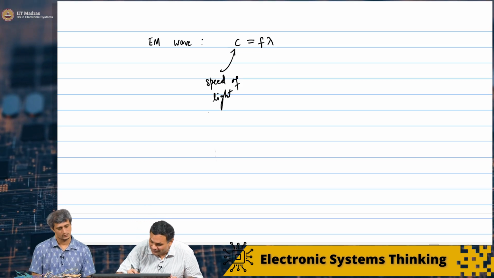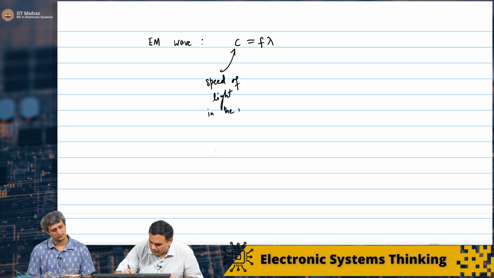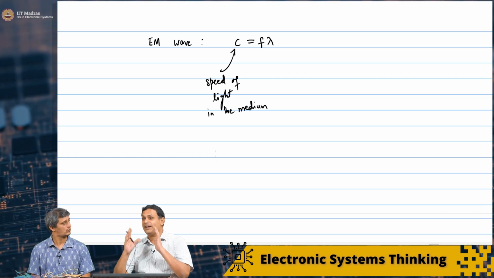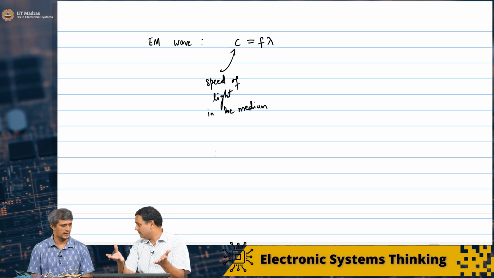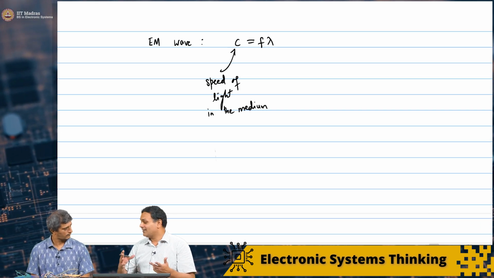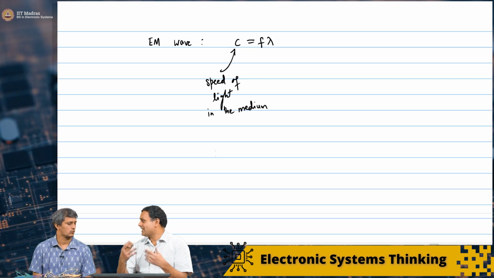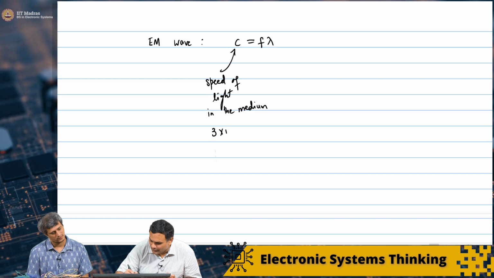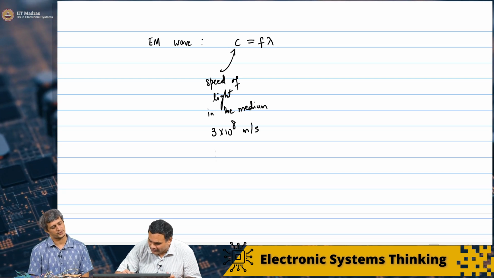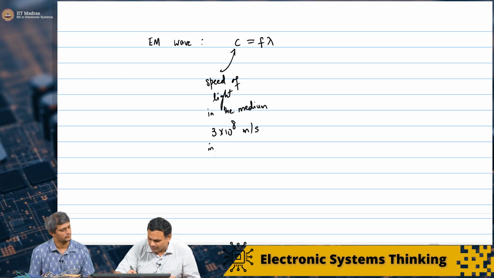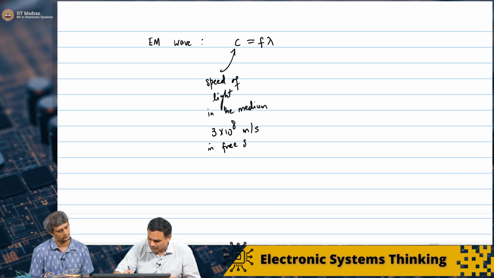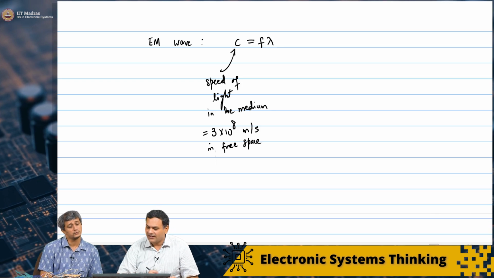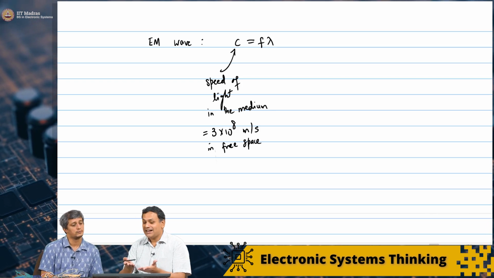We have to be very careful. In this specific case, the medium is air. Luckily, the speed of light is almost the same as that in vacuum. So that's about 3 into 10 power 8 meters per second in free space. And f is the frequency, and lambda is the wavelength.